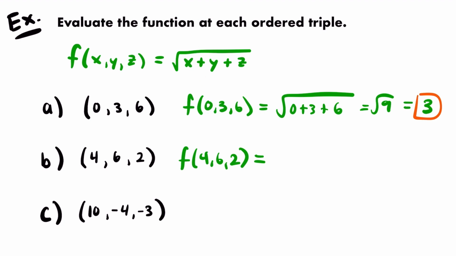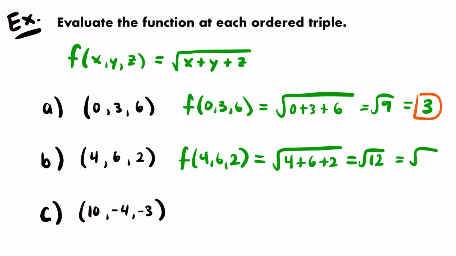Last time 0 was x, 3 was y, and 6 was z, but now 4 is x, 6 is y, and 2 is z. All right, so we get the square root of 4 plus 6 plus 2. 4 plus 6 is 10, plus 2 is 12, so we get the square root of 12, which we can simplify a little bit. 12 has a factor that is a perfect square, that being 4.